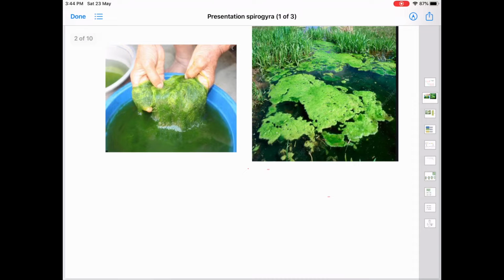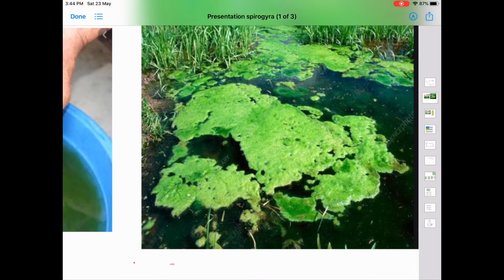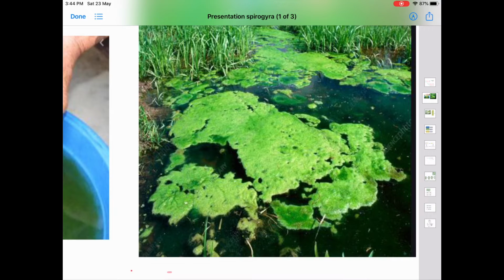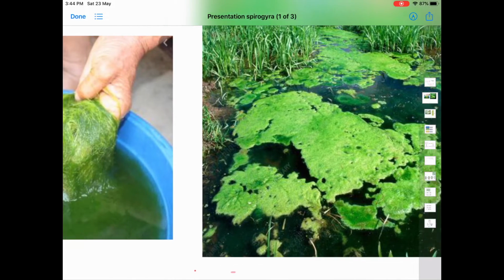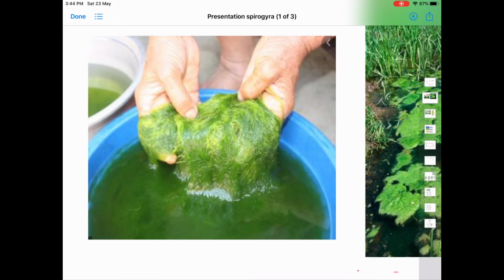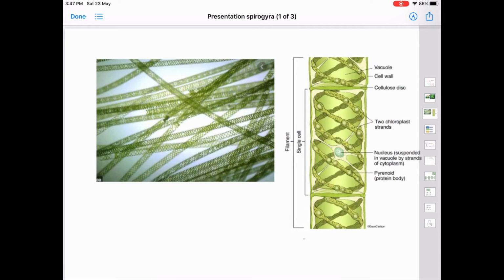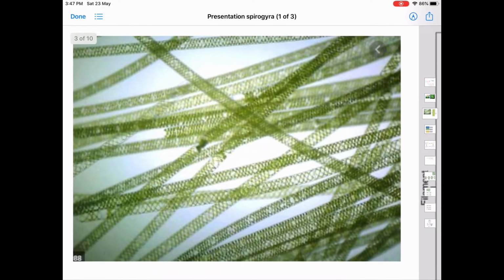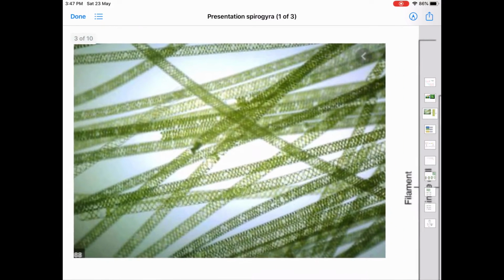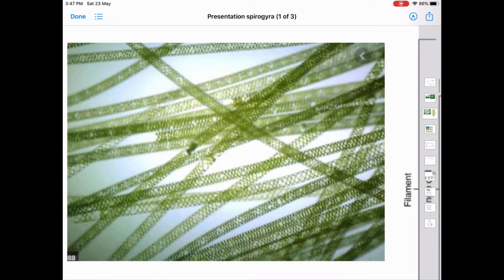You might have noticed silky green algae floating in the ponds or in the stagnant water. These are the Spirogyra. Because of the silky green appearance, the Spirogyra is also known as pond silk, water silk, or mermaid's tresses. Now, coming on to the thallus structure of the algae Spirogyra, it is an unbranched filamentous structure.